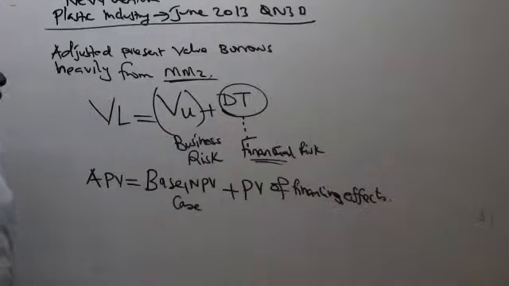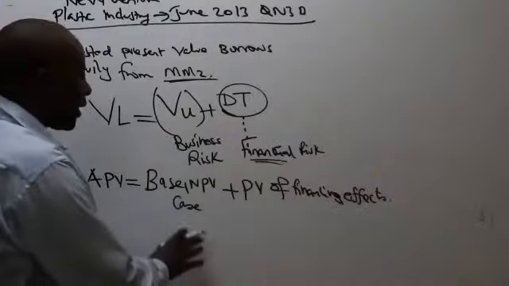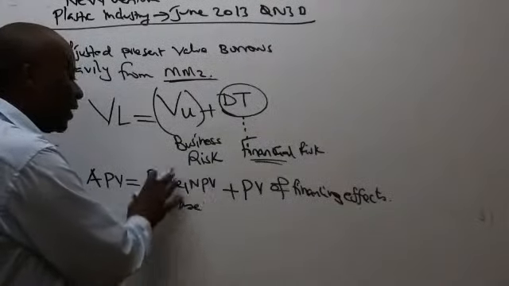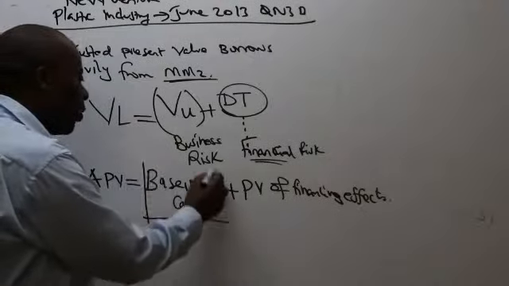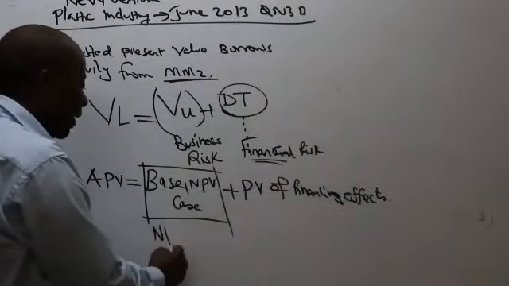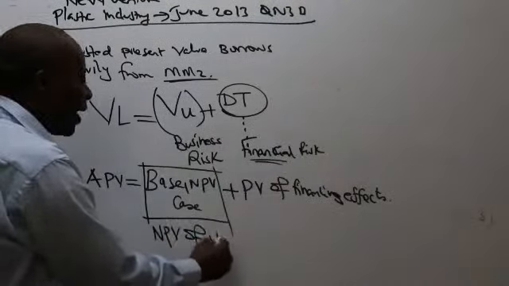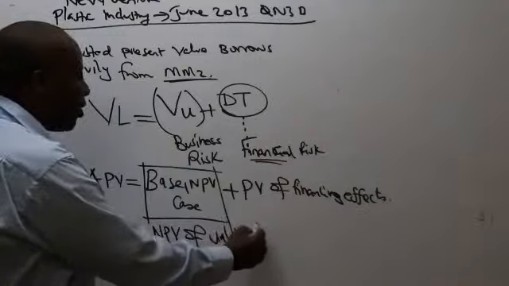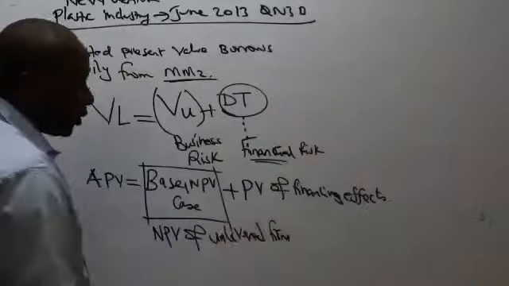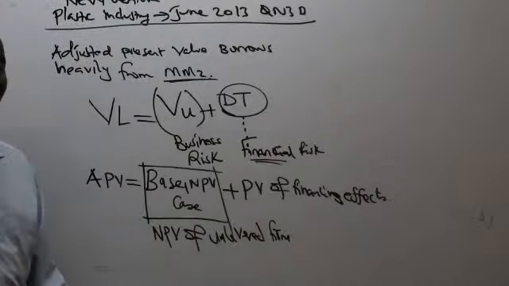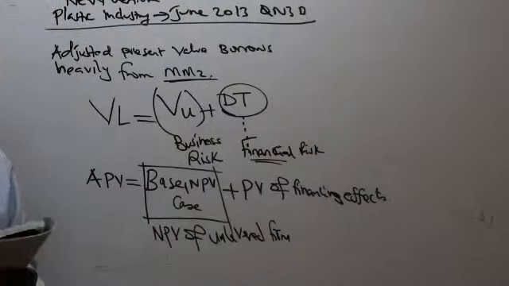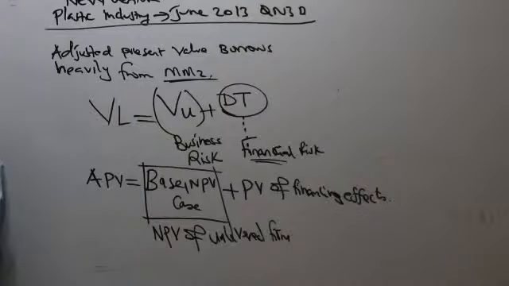Now, ladies and gentlemen, I would want somebody to talk to me tonight. When we talk of base NPV, the base case NPV, what do we mean? We are looking at the net present value of the unlevered firm. The net present value of an unlevered organization, a firm that does not have what here, somebody? Debt inside of it. So it will be the NPV of the unlevered firm.